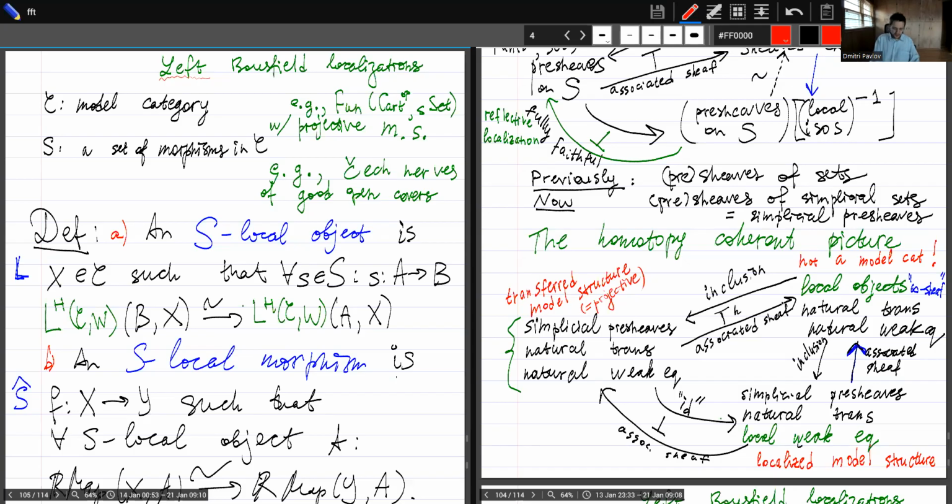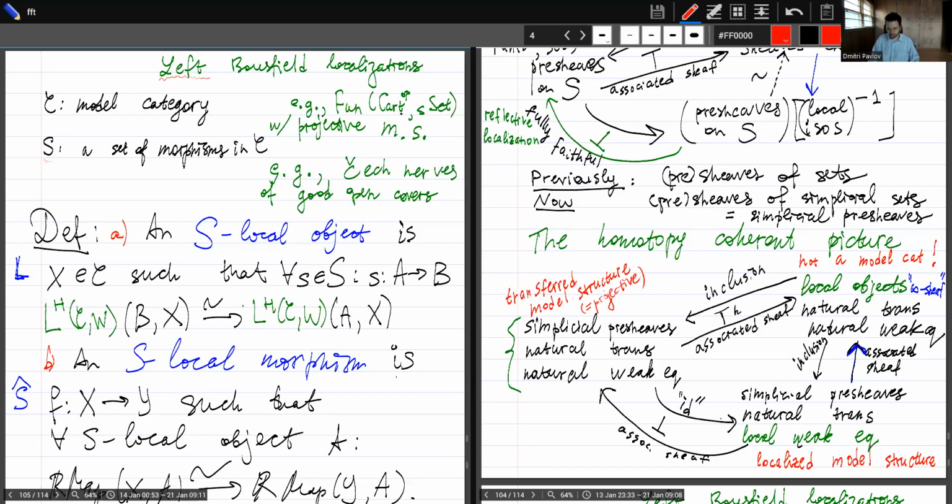So a left Bousfield localization in general would start with a model category C, such as simplicial presheaves with the projective model structure. So this would be a typical example of C. And it would take a set of morphisms S. Unfortunately, S is a standard letter to use here. We have previously used S for a site. Now we are using it for something else. We are using it for the set of morphisms at which we want to localize. So a typical example would be Čech nerves of good open covers of Cartesian spaces.